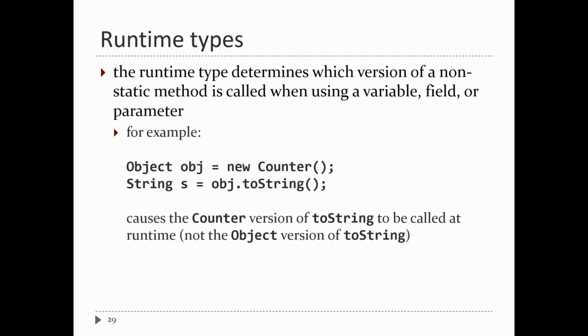Now the runtime type is also important in Java. It determines which version of a non-static method gets called when you use the variable. obj, declared type is Object. Runtime type is counter. When I write obj.toString, I get the counter version of toString. I can call toString because obj has a toString method; it's of type Object, so I'm legally allowed to call toString. The version of toString that you get is determined by the runtime type.